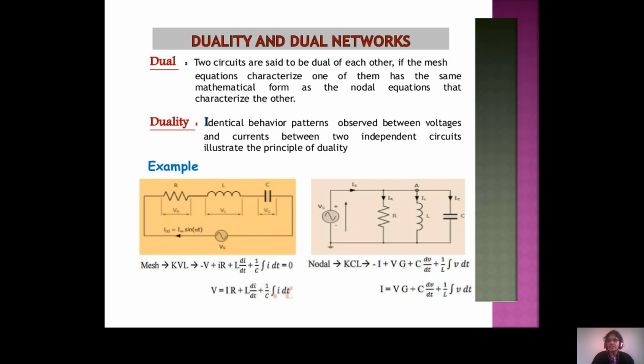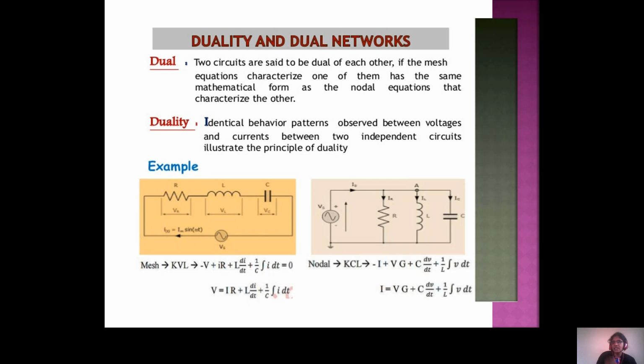So when the circuit is given in the nodal form, then the sum of the currents entering is equal to the sum of the currents leaving, or the algebraic sum of the currents is equal to 0. So minus I plus V into G plus C dV by dt plus 1 by L integral of V dt.